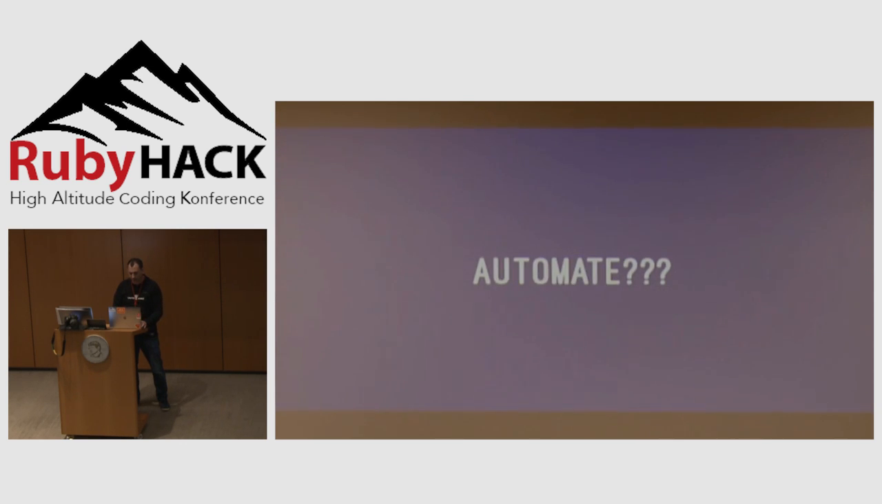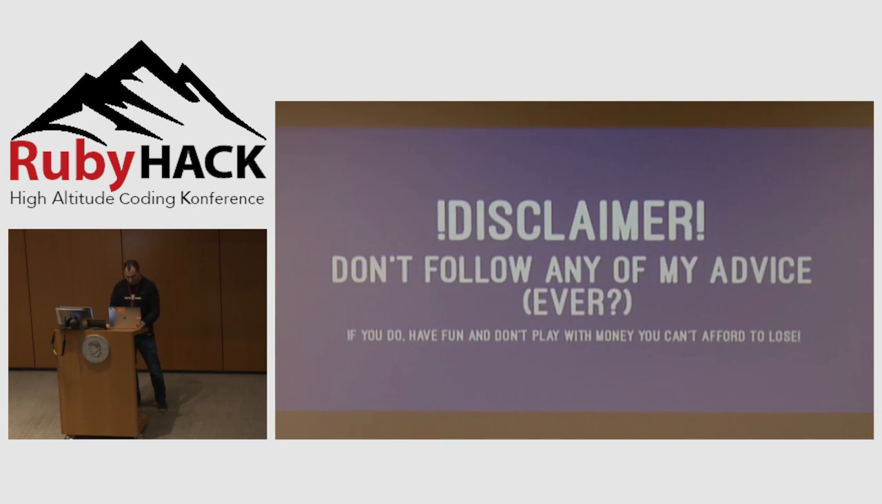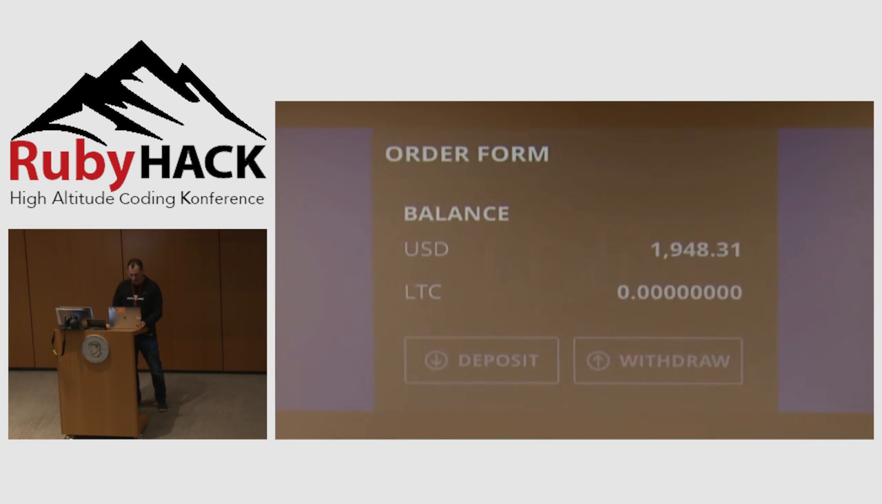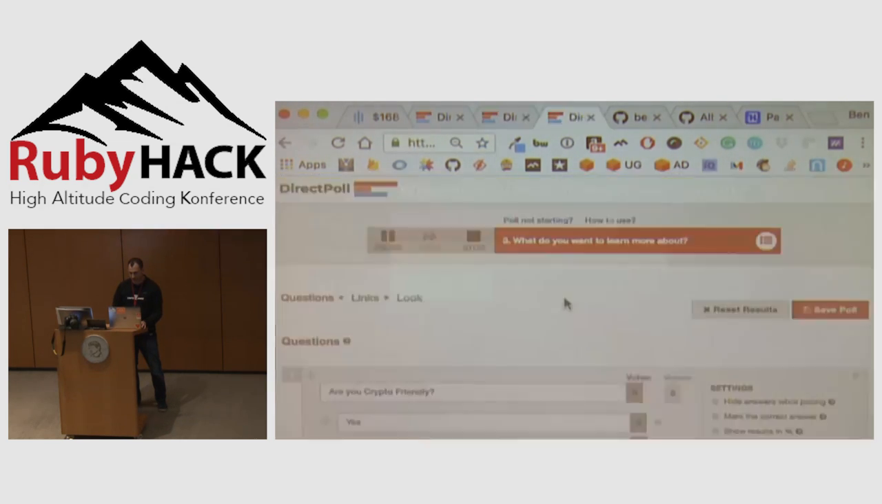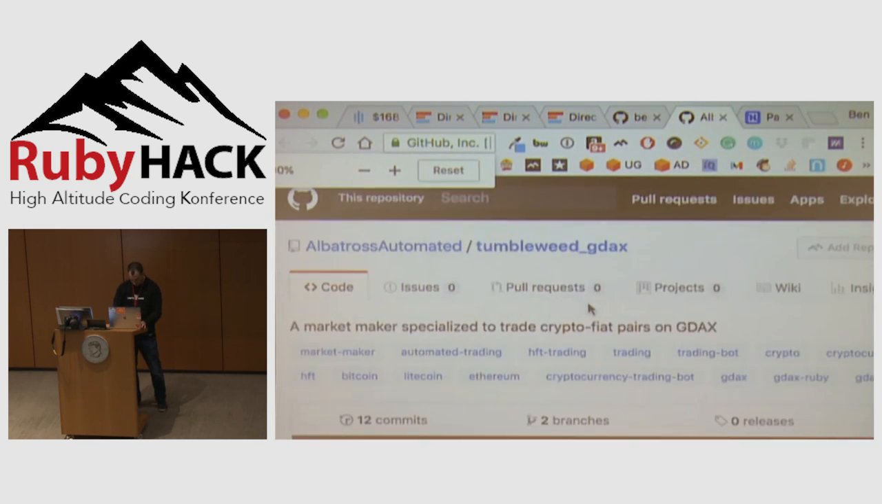And then I decided, let's automate this, because, you know, what could ever go wrong? Automated trading on Bitcoin is what I did. Basically seeing this stuff's changing all the time. So I wrote some great code. It's out there on GitHub. Actually, this guy wrote some great code. It's out here on GitHub.